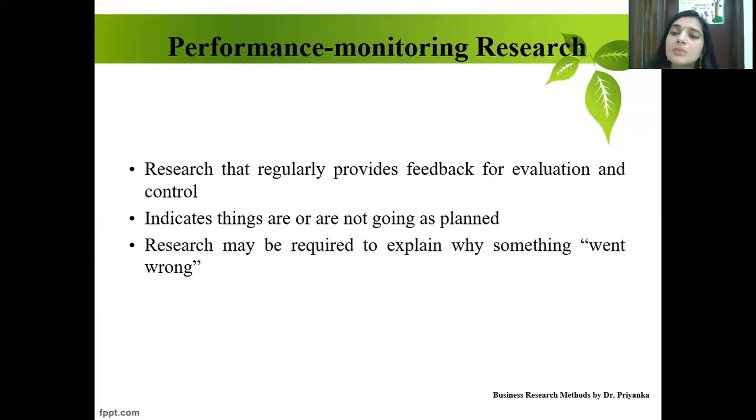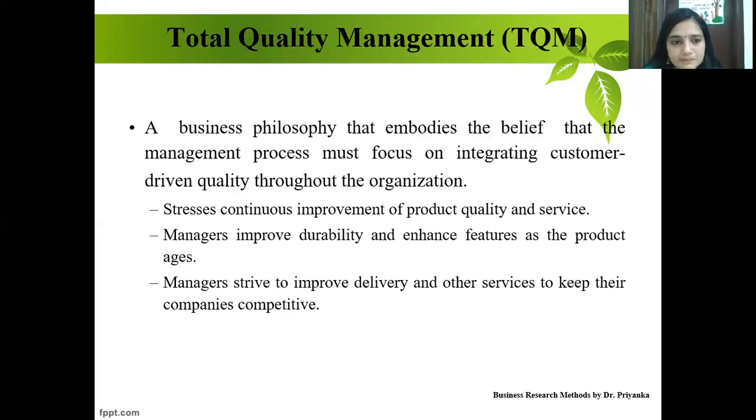Suppose you have formed an objective, and you know that you will be completing this particular objective in 1 month. Then you can monitor that objective every week, so that you know whether things are going as planned or not. Research may be required to explain why something went wrong. Sometimes we know that something went wrong, but we don't know why. For that you can go for applied research, because you will be taking all the parameters in the company, checking whether each was right or wrong, and then trying to find the relation among them.